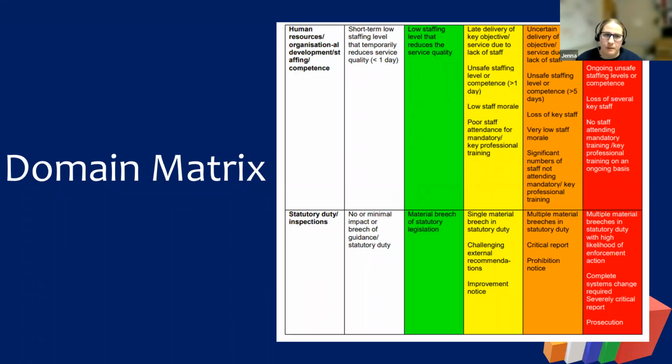So another domain would be human resources, organization, staffing, competence. It's interesting if you actually look at this. This would come under where you've got your staffing levels. So what is the consequence of maybe having one staff member short? But actually, we know that at the moment, we're probably sitting well up here in these figures of consistently being short-staffed. And that's for multiple reasons.